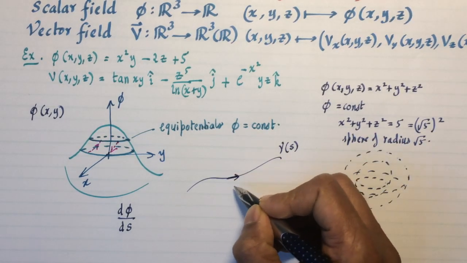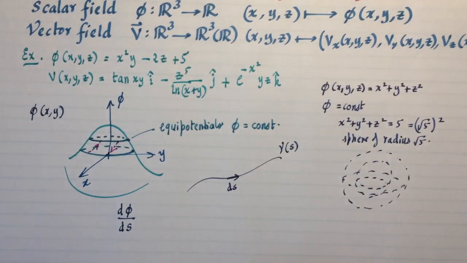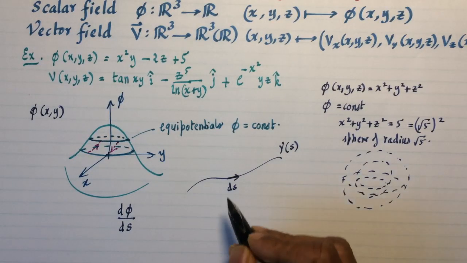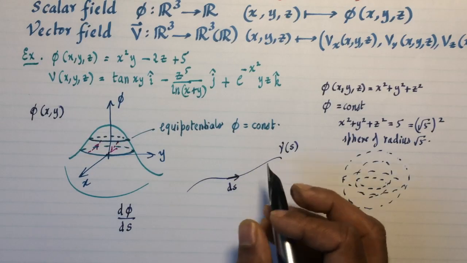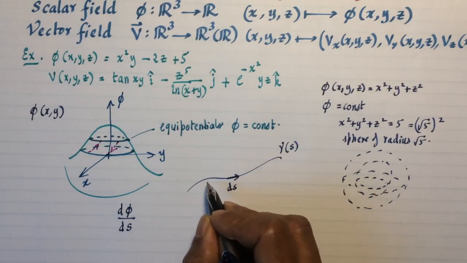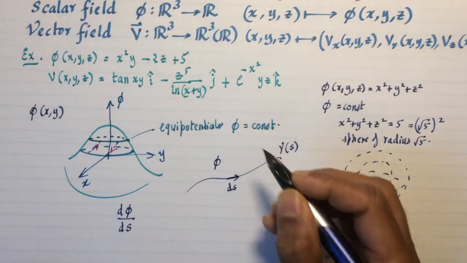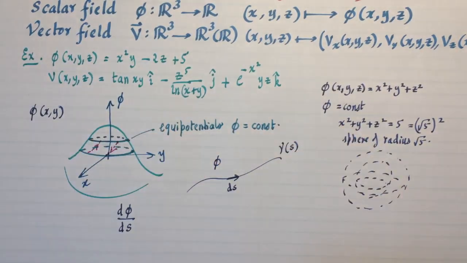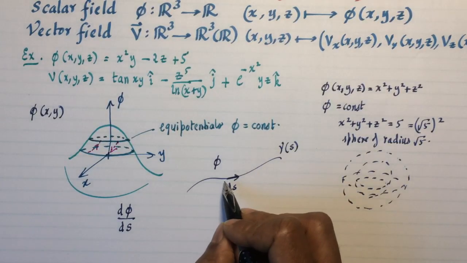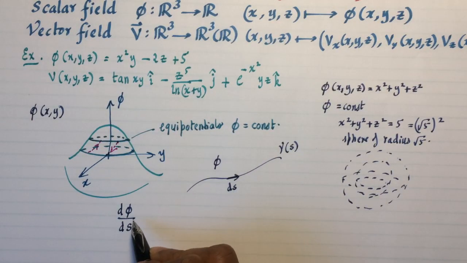Now as I advance along the curve, there's a little ds vector that occurs there. That's the tangent vector to that curve. So the directional derivative, the rate of change of phi is all over the place, okay? Phi is just blessing this entire area. Now the rate of change of phi along this direction s is what I'm calling d phi by ds.